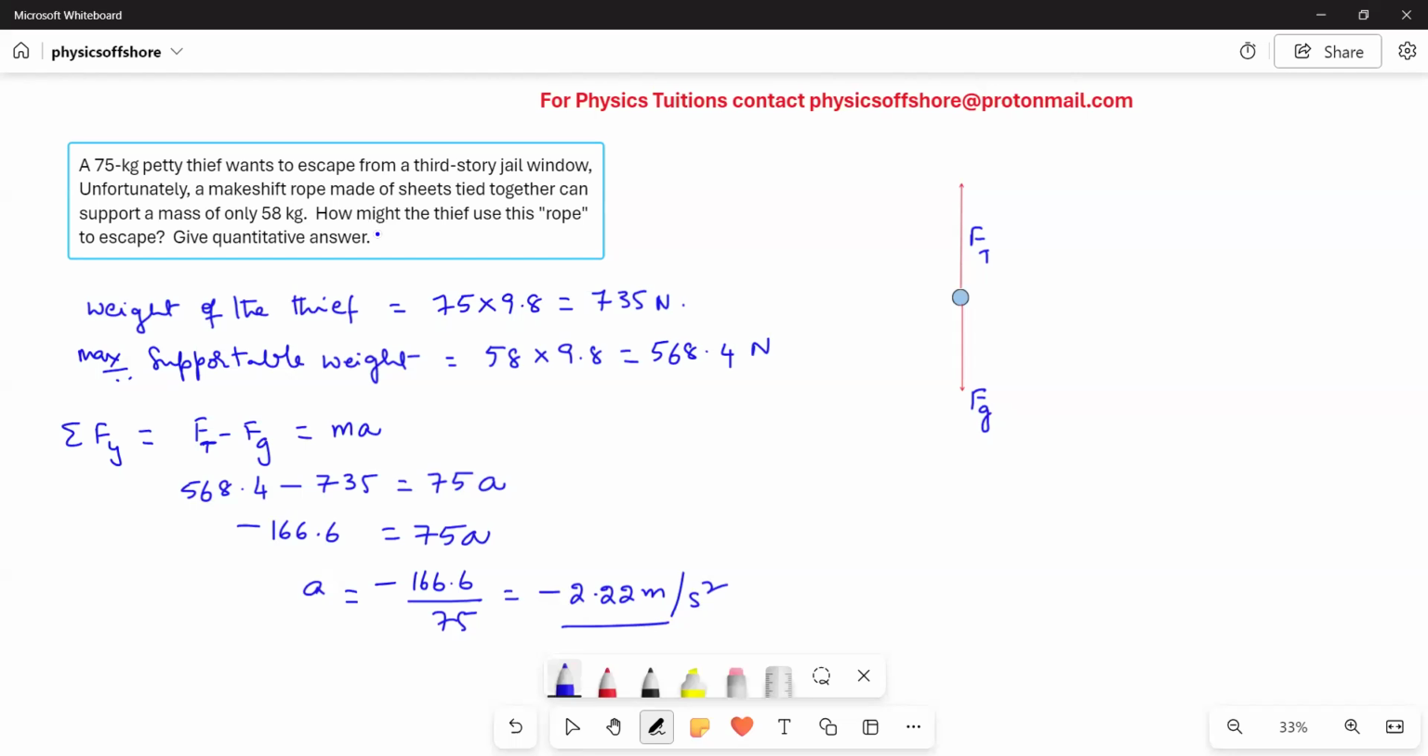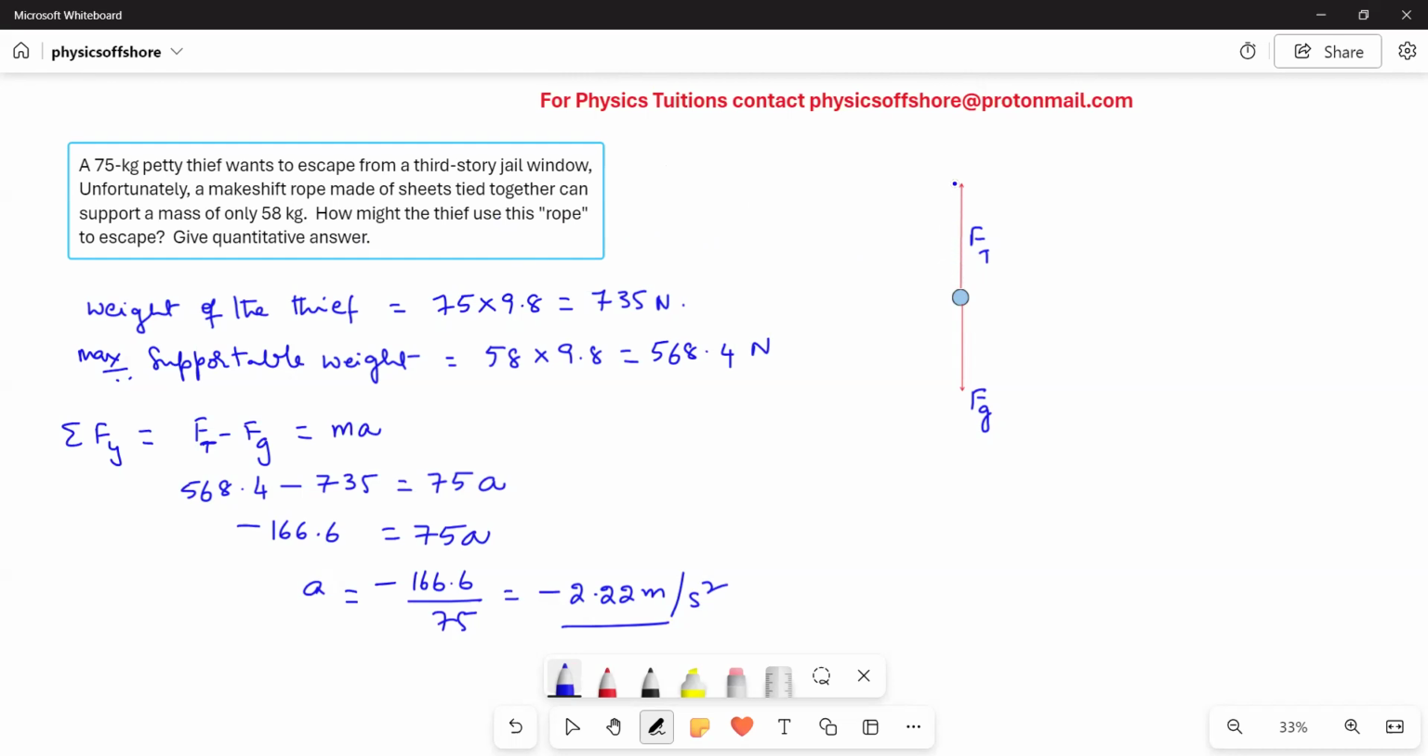Okay, let us see the problem. The thief wants to escape from the third-story jail window. So here is our thief, and he made a rope, and unfortunately the rope can support only 58 kgs, and our thief's mass is 75 kilograms.